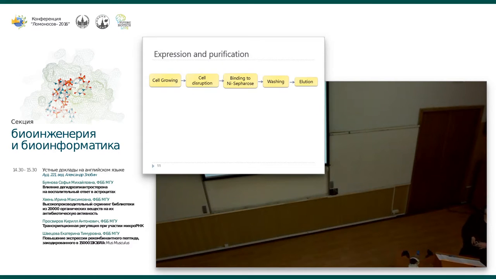Using TEV protease added some additional steps to our expression and purification procedure. After the elution of our target recombinant peptide from nickel sepharose, we performed the specific proteolysis using TEV protease, and then we performed the second step of binding to nickel sepharose to get rid of the affinity tag and of the TEV protease itself, because it also has a polyhistidine tag. And then we collected our target protein without any tags.